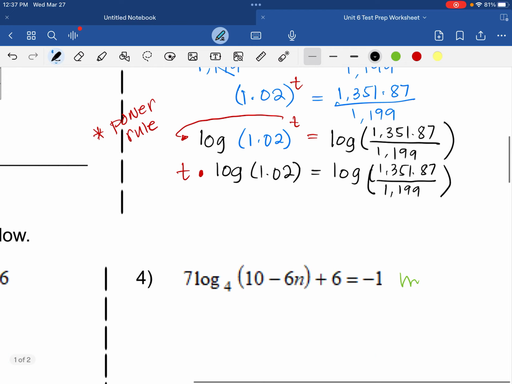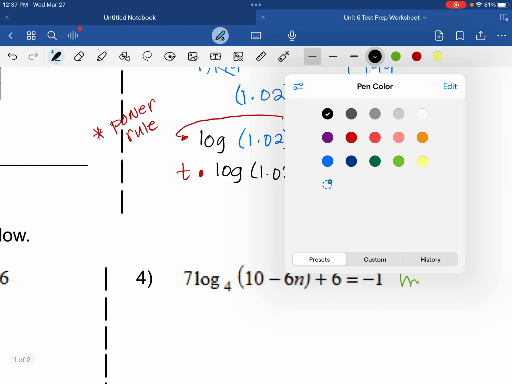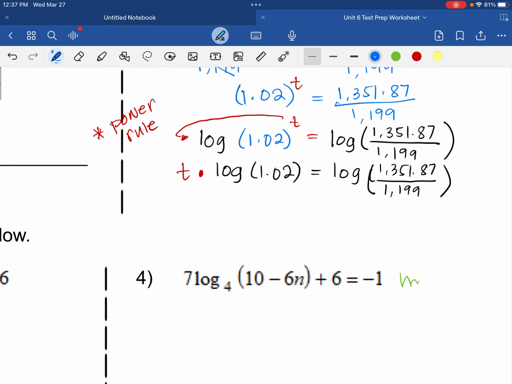Okay, now that we have this expression right here, we have about 2 more steps and we are done. Again, we see this is multiplication right here. We want to get rid of log of 1.02. Inverse of multiplication is division, so we are going to divide both sides by log of 1.02. Same thing on this side, log of 1.02.